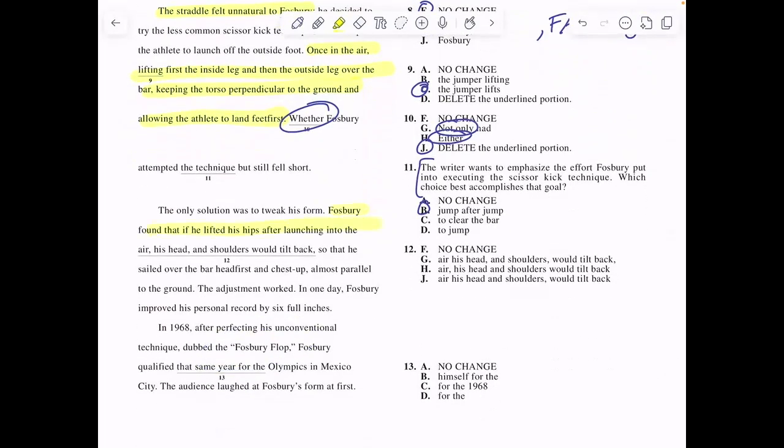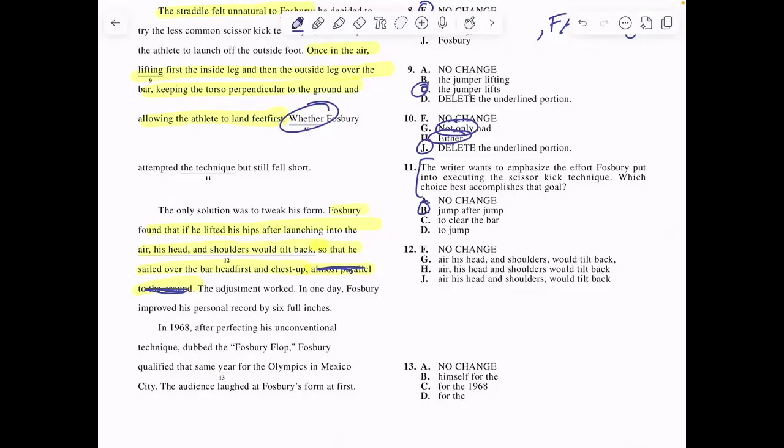Okay, number 12. Fosbury found that if he lifted his hips after launching into the air, his head and shoulders would tilt back so that he sailed over the bar head first and chest up, almost parallel to the ground. Yikes, yikes, yikes. This is such a long sentence, and I don't see a period in sight. So this is one I definitely could see giving students trouble. I want to think about what I can ignore that's not important to my question. This is not important. Okay, so let's see if we can simplify.